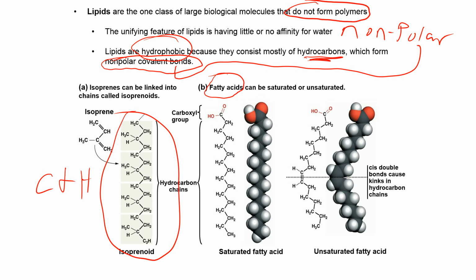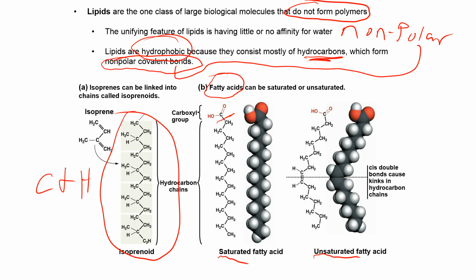Looking at fatty acids, you have two different main types: what we call saturated and what we call unsaturated. Saturated fatty acids means that every single carbon atom has hydrogen atoms attached to it. It's completely saturated with hydrogen atoms, and it's a series of single non-polar covalent bonds.